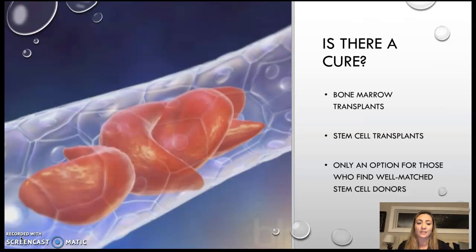And lastly, is there a cure? So the only known potential cures for sickle cell anemia are bone marrow transplants and stem cell transplants. But this treatment is only an option for those who find well-matched stem cell donors.